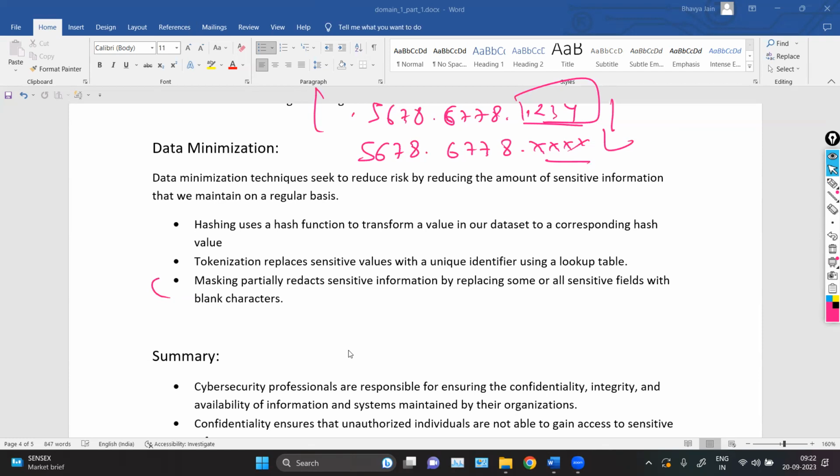so that we can reduce the sensitivity of the data. Okay, so data minimization is a technique which we are using for reducing the sensitivity of data, so that there's no threat for this particular data. And then we can use the data freely without any concern, because now there's a reduction in the sensitivity of the data.